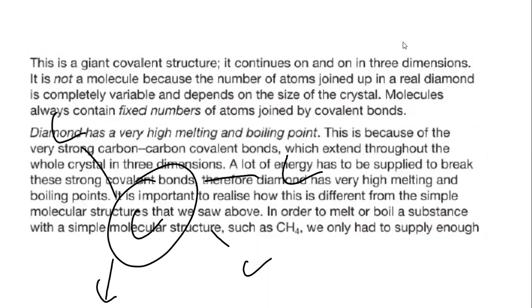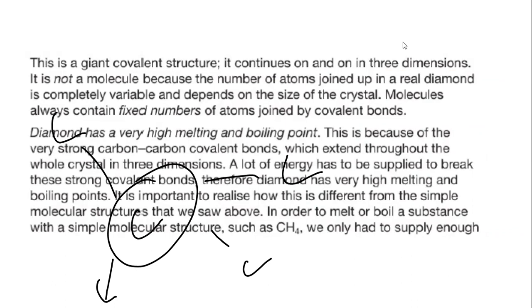In a simple molecular structure, the number of atoms is fixed. You can only have 2 hydrogens and 1 oxygen. That's it. In a giant covalent structure, you can have any number of atoms depending upon the size. There is no limit to it. So that is another thing that diamond has. Any number of carbons can be present. There is no limit to it.